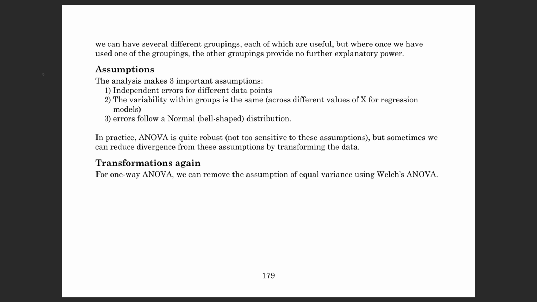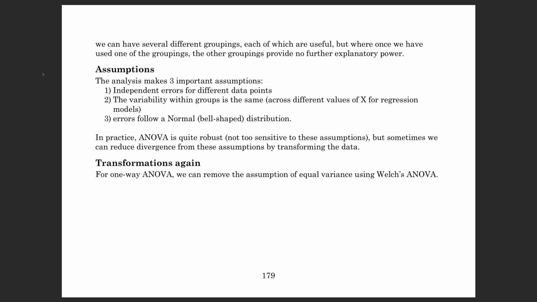Just as in the regression models, we have three key assumptions. First of all, independent errors for different data points. Secondly, variability within groups is assumed to be the same, just like across different x values for the regression models. And lastly, for the statistical test, we again have to assume that the errors follow a normal or bell-shaped distribution. In practice, analysis of variance is quite robust, but sometimes we can reduce divergence from these assumptions by transforming the data.